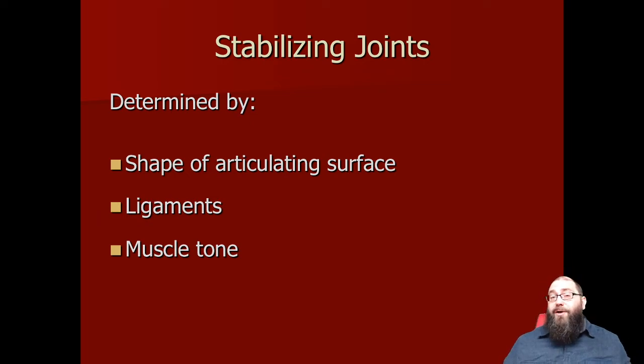But the stronger the muscle tone, then the more you might have issues with bursa. So there's a give and take with that. But typically, the stronger the muscle tone is, the more stable the joint's going to be.